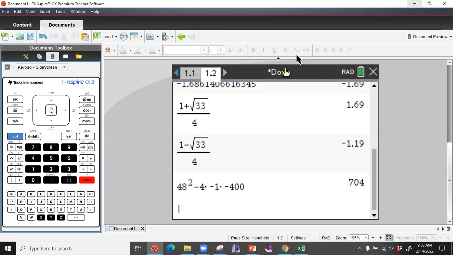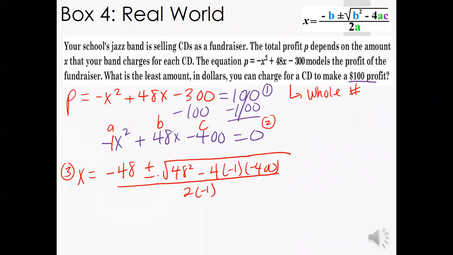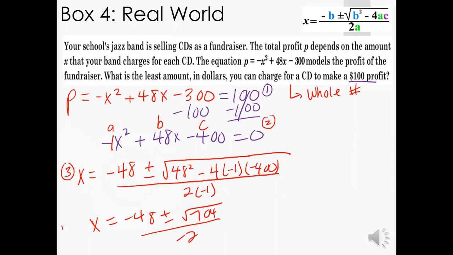So 704. So underneath our discriminant, we have X equals negative 48 plus or minus the square root of 704 divided by negative 2. The reason why I do it in part is so that if you, yes? Can you accept the answer if we took the square root of it, like say it was the square root of 144? You would simplify to 12 and completely simplify it all the way out.